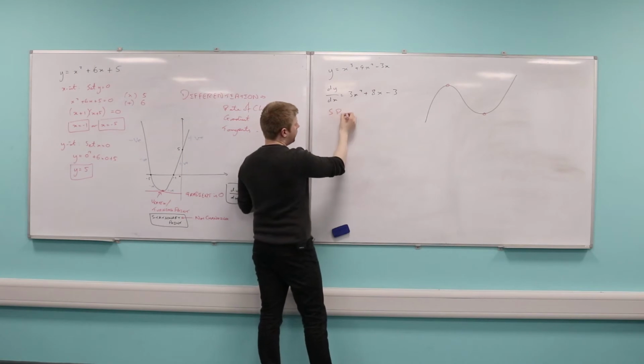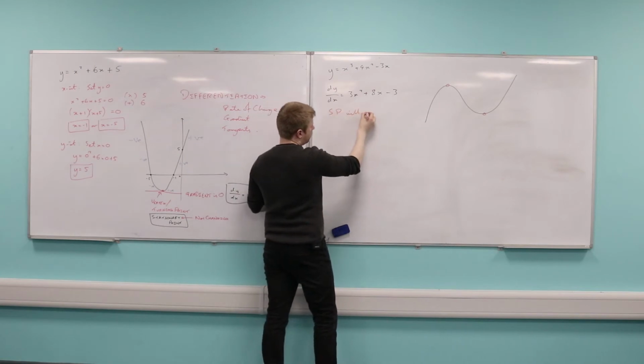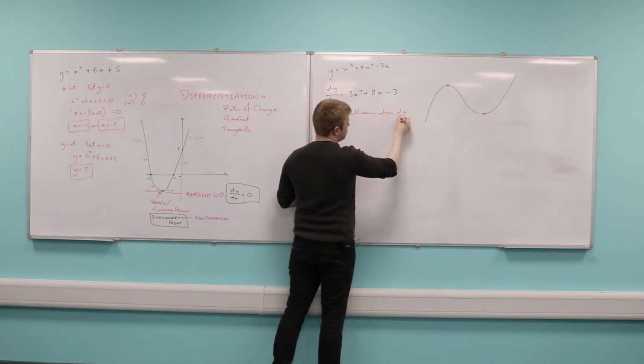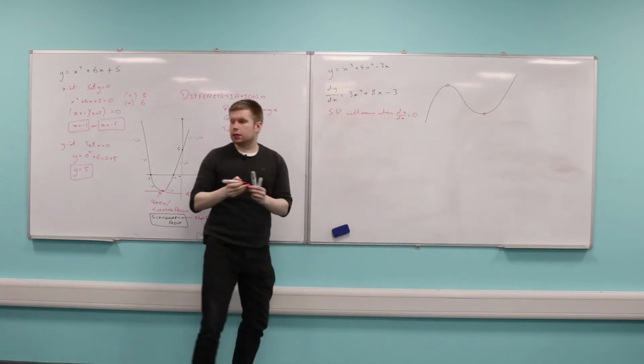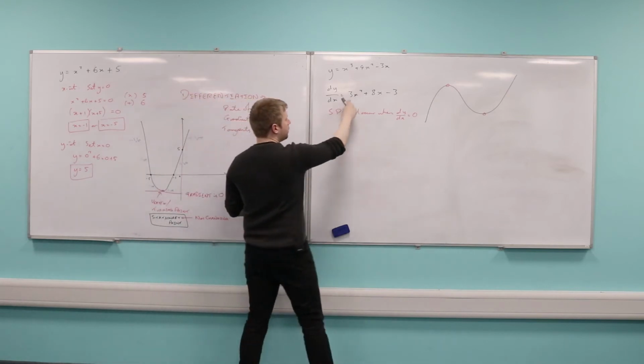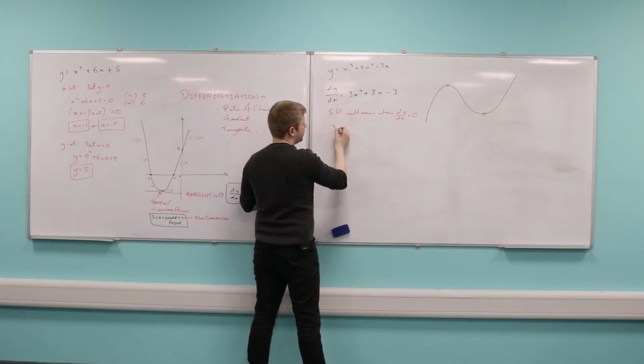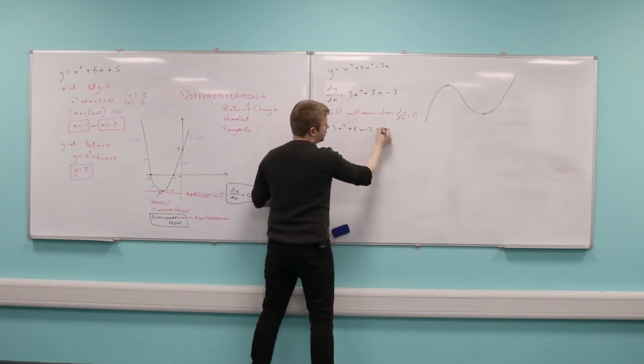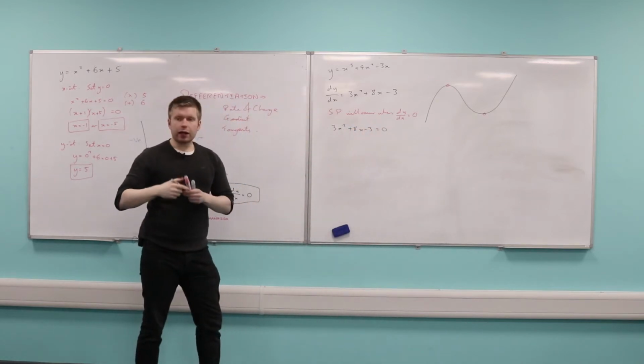A stationary point will occur when the derivative dy by dx is equal to 0. The gradient is equal to 0. So here's my gradient, 3x squared plus 8x minus 3. That's got to equal 0. And then I need to solve this.